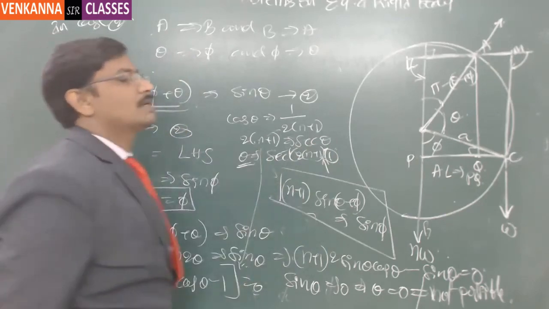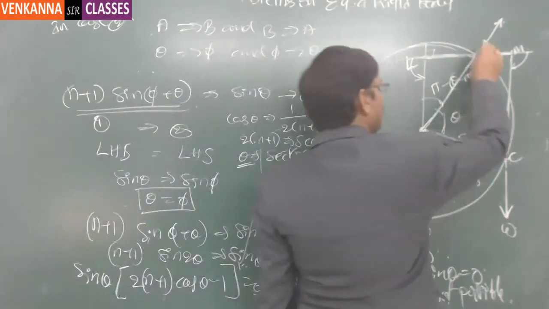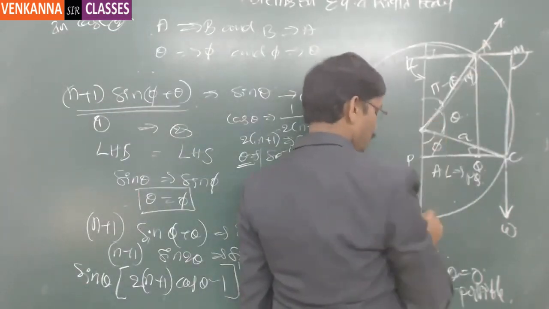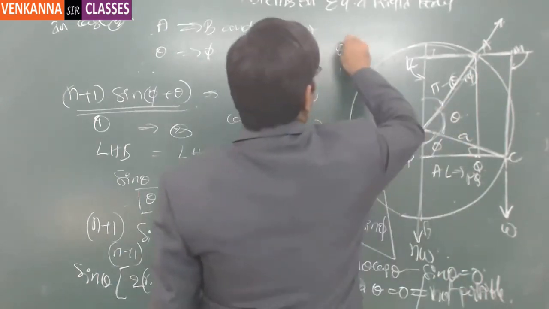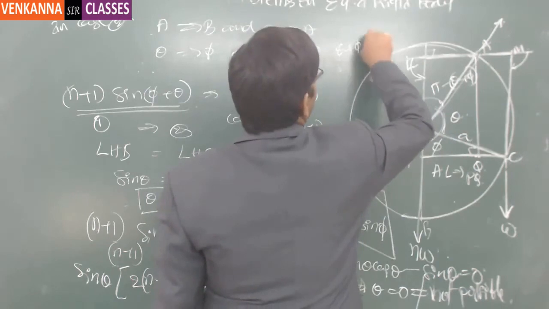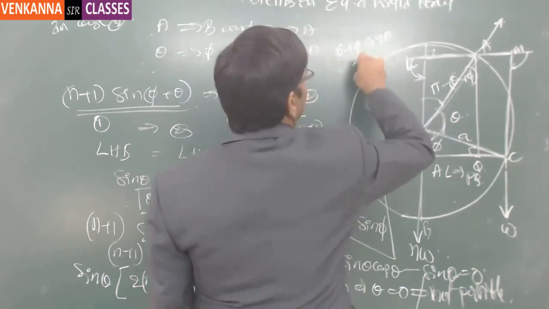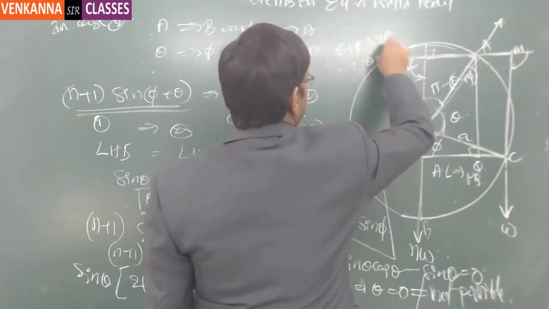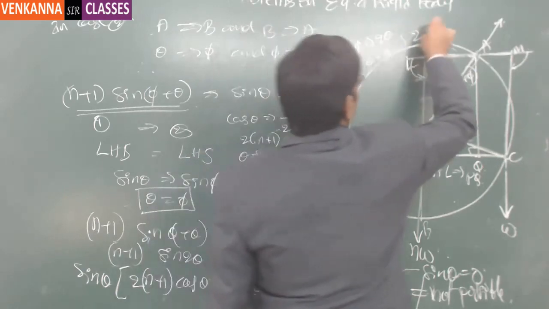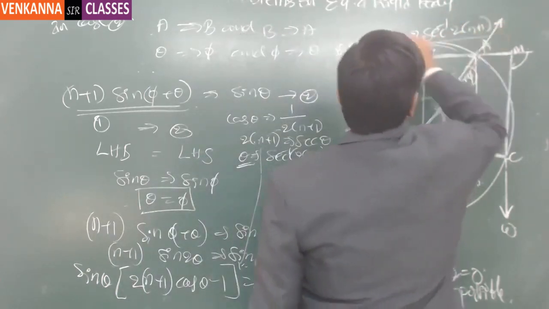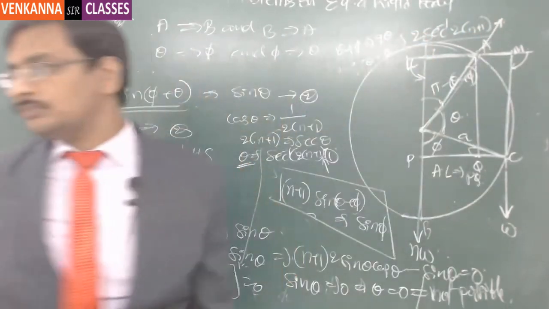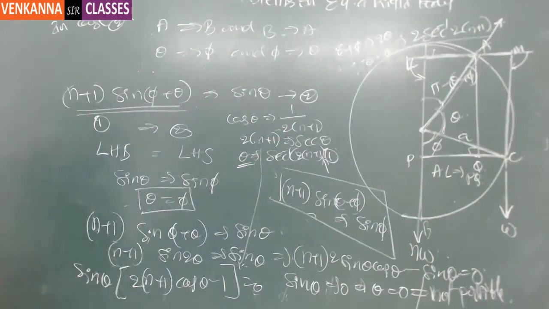But actually he asked us to find out the angle between this AO and OB. So that is the entire angle, that is theta plus phi, which is nothing but 2 times theta, since theta is equal to phi. So this is going to be 2 times of secant inverse of 2 times of n plus 1. This is the answer. Got it? Understood?